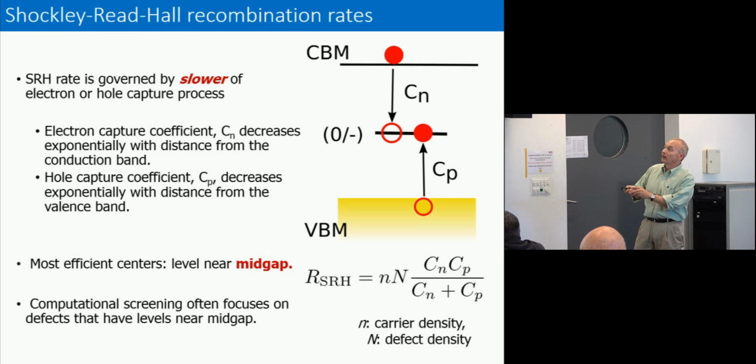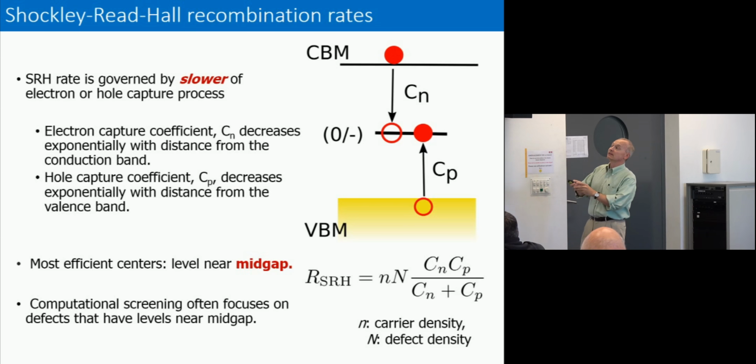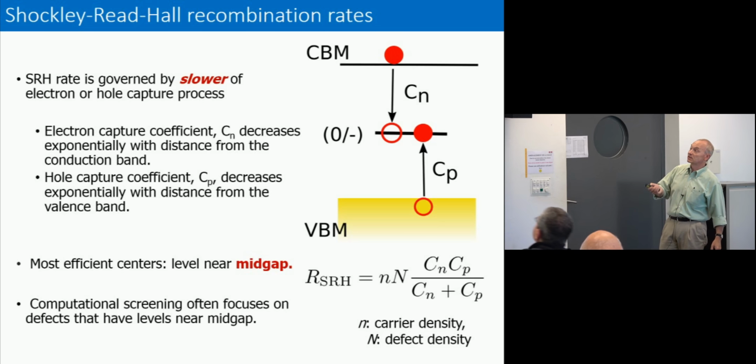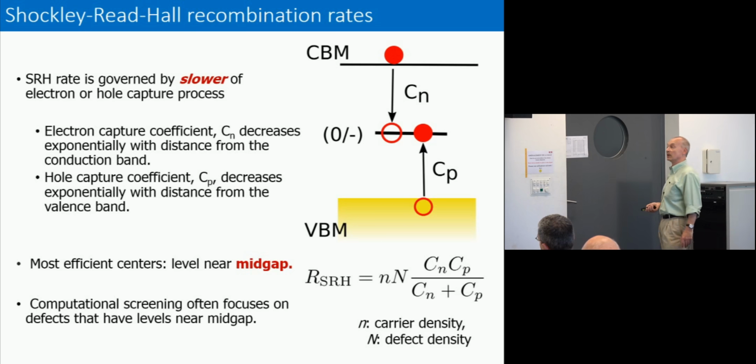Okay. Now, the same applies for the hole capture. Okay, which immediately tells you that based on this simple picture, the overall rate is going to be highest if this defect level is more or less in the middle of the band gap, right? Because that kind of equalizes the energy difference with the conduction band and with the valence band, and these rates are going to be relatively equal to each other, and that's what's going to give you the highest overall recombination rate.